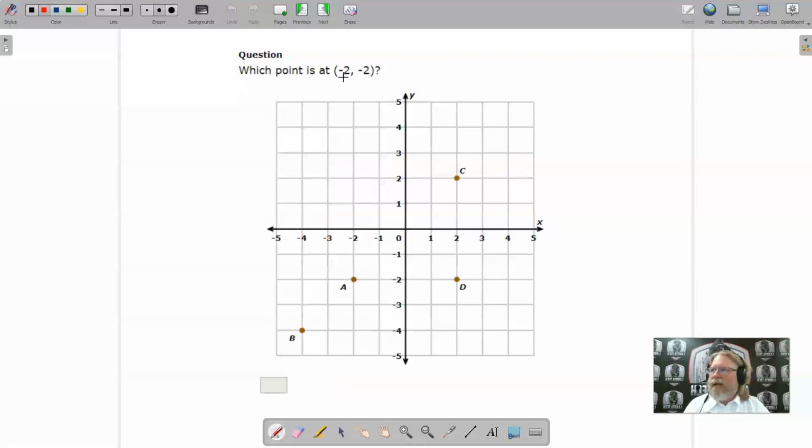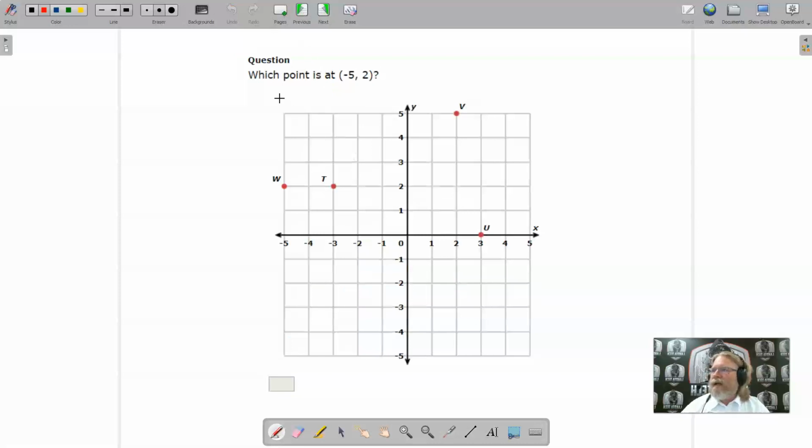Which point is at negative 2, negative 2? So we need to go over to x is negative 2, right here, and y is negative 2, so here. So we're looking for the point in which these two lines, negative 2 for x and negative 2 for y, intersect, and we see that indeed it is point A. So our answer would be A. A is the point at which negative 2 for x and negative 2 for y intersect.